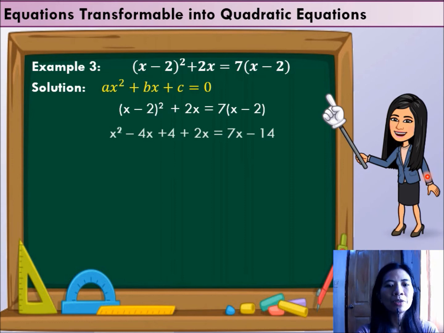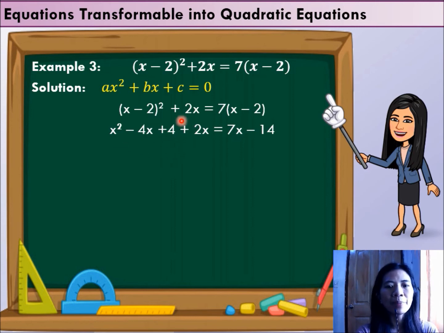So what are we going to do? First, we are going to expand this binomial, meaning we will multiply (x - 2) twice. We have x times x, which is x squared. Then negative 2 times x is negative 2x, times 2 will be negative 4x. And then negative 2 times negative 2 will be positive 4.